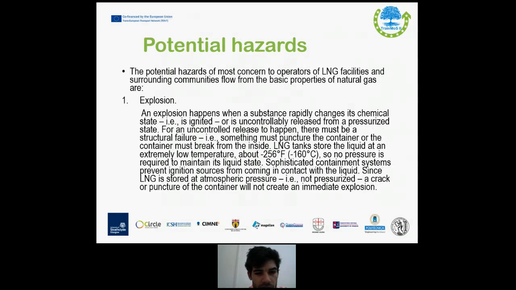Moving to the potential hazards of the LNG. The potential hazards to operators of LNG facilities and surrounding communities from the basic properties of natural gas. First of all, in case of an explosion.